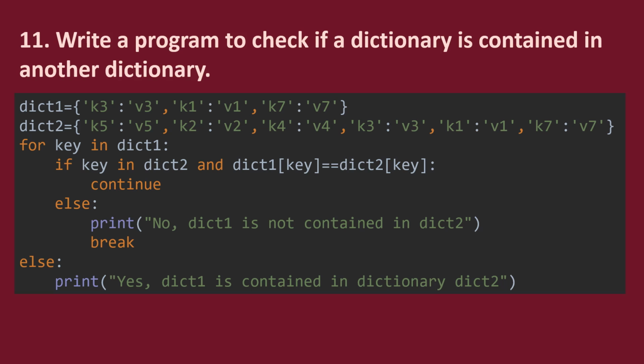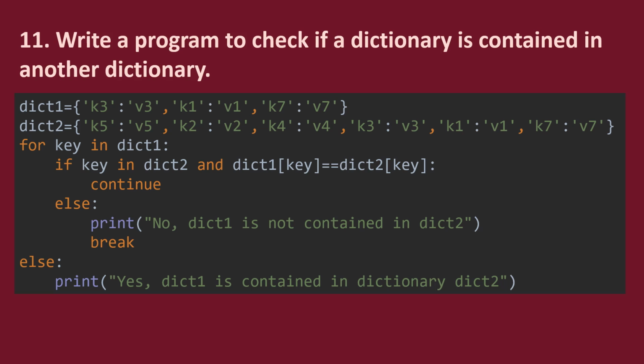Okay, so we'll just search for all the keys: for key in dict1. If key in dict2, that is, if the same key is present in dict2 and the values are also the same, that means dict1[key] equals dict2[key], the same values are there for these two keys, that means the key value pair is the same, then continue. Otherwise, break. Before breaking, just print no, dict1 is not contained in dict2. That means if you find any such key in dictionary 1 that is not present in dictionary 2, then your loop will break over there. If it is present, then you will check, and if the values are also the same, then it will continue.